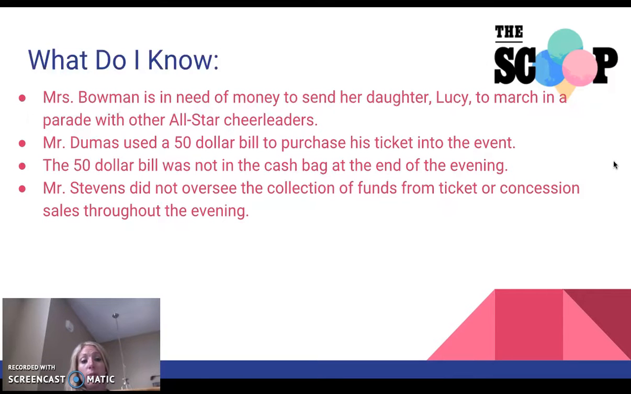I also know that Mr. Dumas, the community member, used a $50 bill to purchase his ticket. Like I said before, he had just cashed his check, so that was the smallest bill he had to buy his ticket into the basketball game. At the end of the evening, when Mr. Stevens counted the money, the $50 bill was not in the cash bag. And I know that Mr. Stevens did not oversee the collection of the funds from ticket or concession sales throughout the evening. It mentioned that there was no other administrator there, so he was busy doing other things, and he relied on the parent volunteers to handle the collection of the funds, and he did not ask them to count it before it was turned in to him.